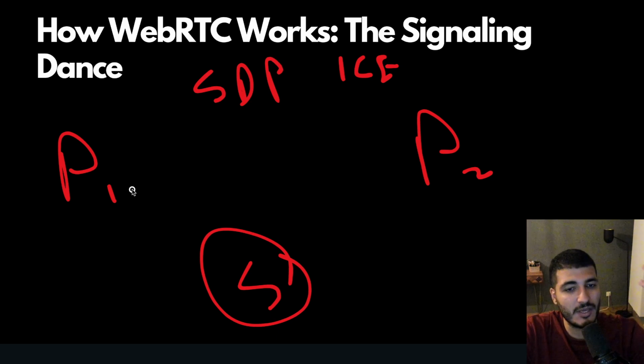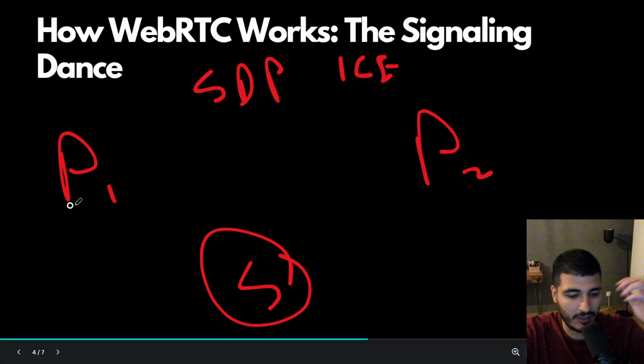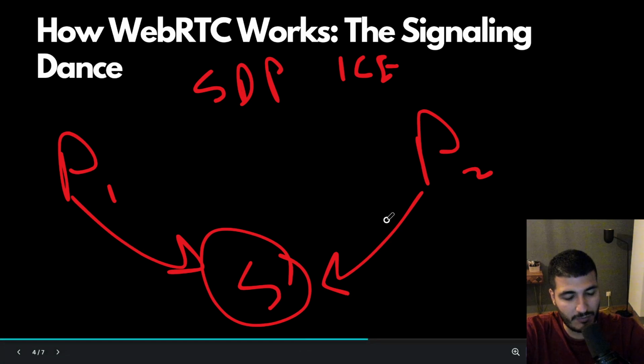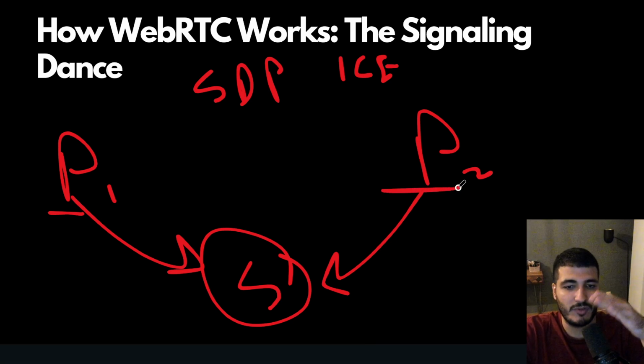So the next step is NAT traversal. Once peers have each other's addresses, they will exchange their addresses through the server, and right now they will have each other's addresses. They try to establish a direct connection. So once P1 has the address of P2 and P2 has the address of P1, they will try to establish a direct connection.